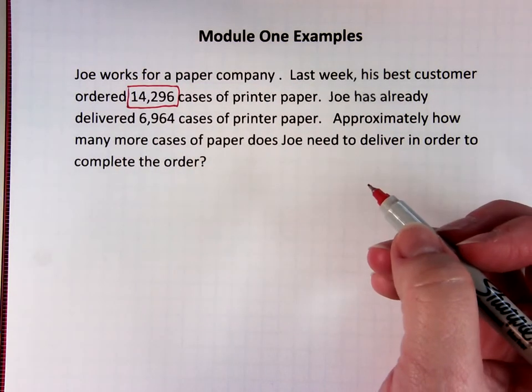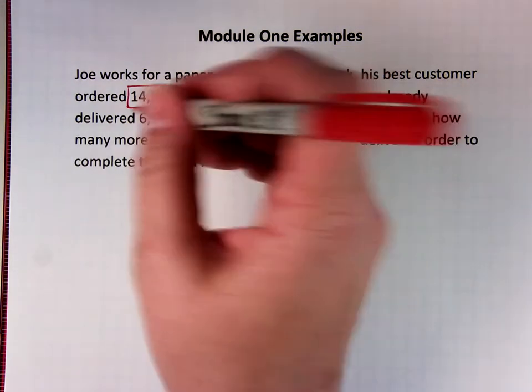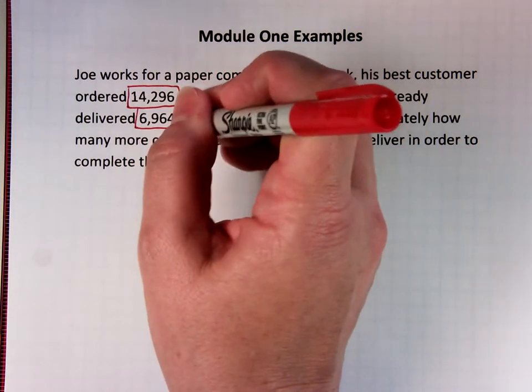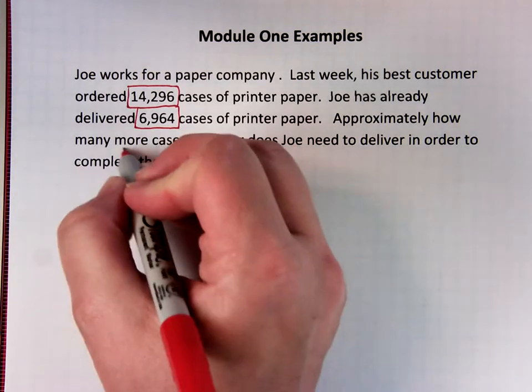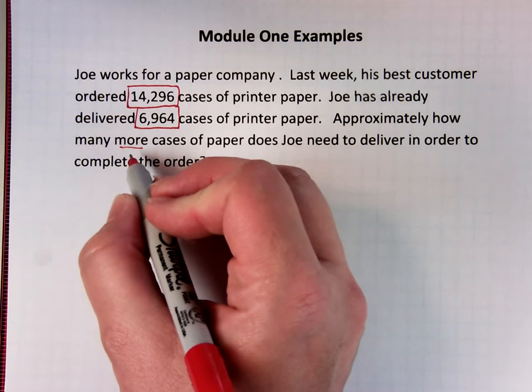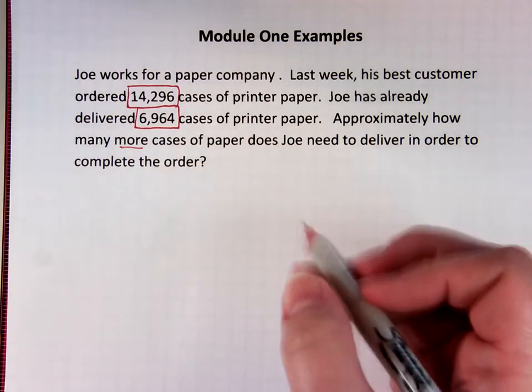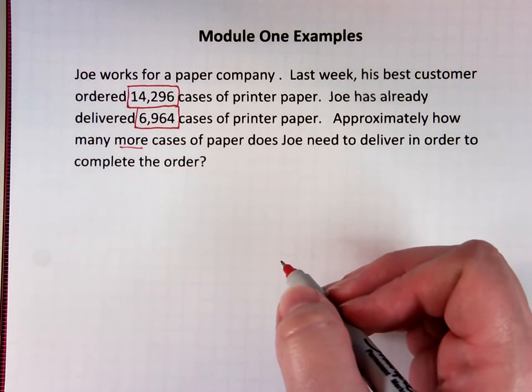Joe has already delivered 6,964 cases of printer paper. Approximately how many more cases of paper does Joe need to deliver in order to complete the order? The reason I underlined more is that when you're doing word problems in math, oftentimes when you have the word more, you're going to subtract.